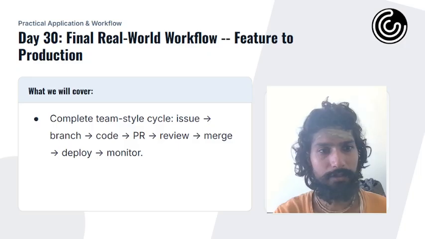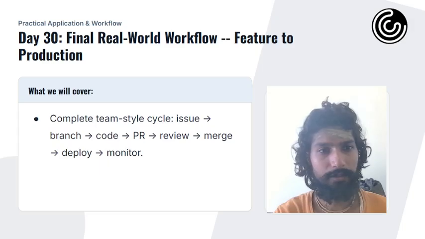Today is day 30 of our real software development skills sprint. During the previous 29 days, we learned individual skills such as terminal, Git, GitHub, React, Next.js, APIs, databases, authentication, deployment, and CI/CD. But knowing individual tools is not enough. In a real company, developers use all these tools together to take a feature from an idea to production.